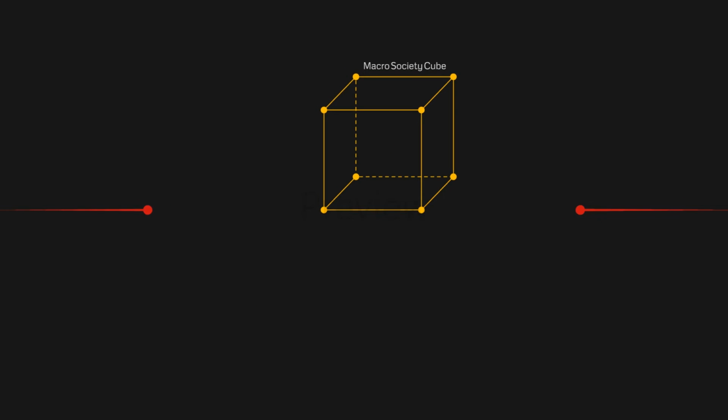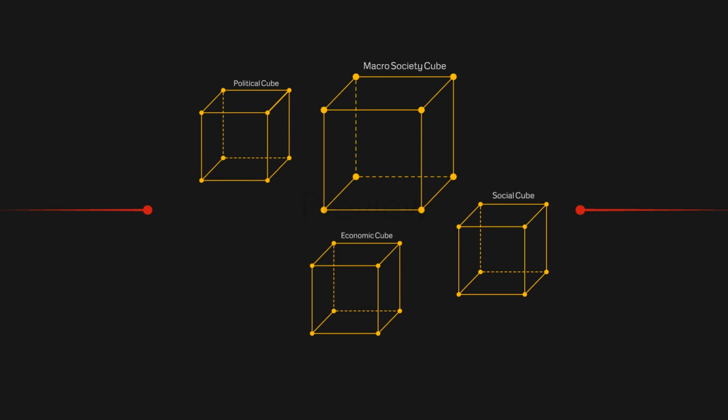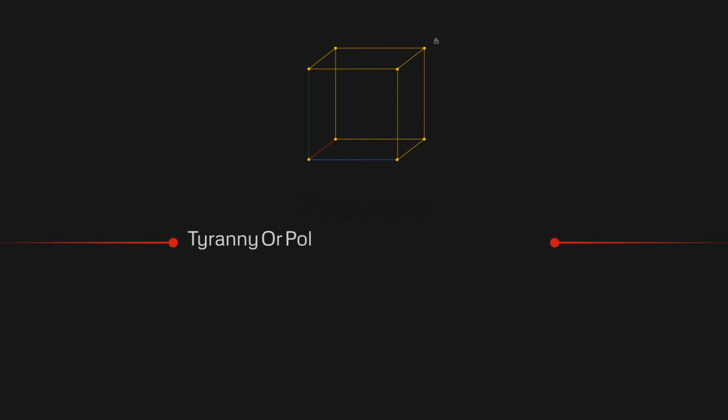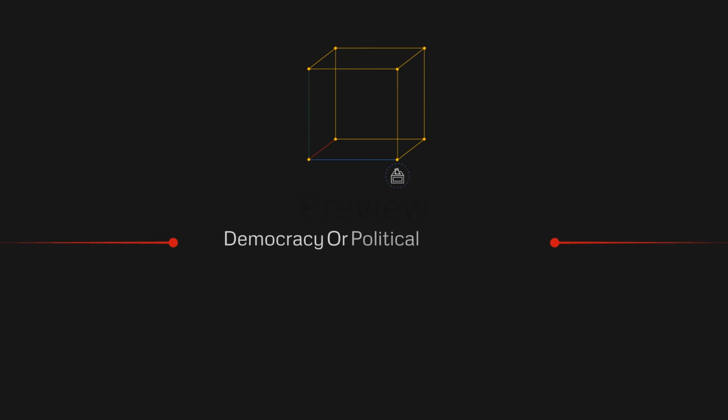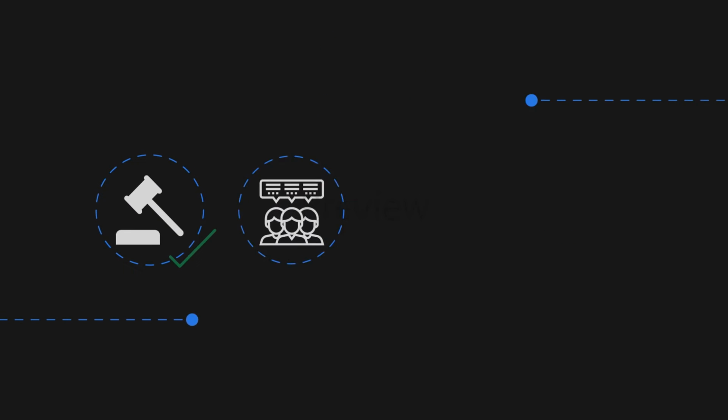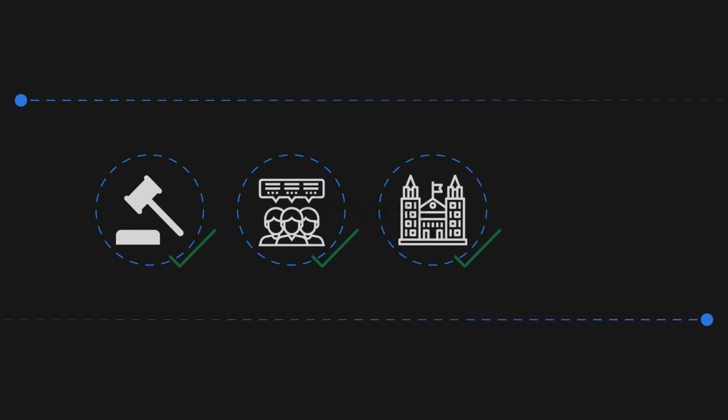Economic, political, and social microcubes. The macro society cube is built out of three microcubes, one for politics, one for economics, and a social cube. Tyranny or political chaos, 000, happens when there is no rule of law, no consensus, no institutions, and no participation or accountability. Democracy or political order is the contrary: the rule of law, with consensus, institutions, participation, and accountability.